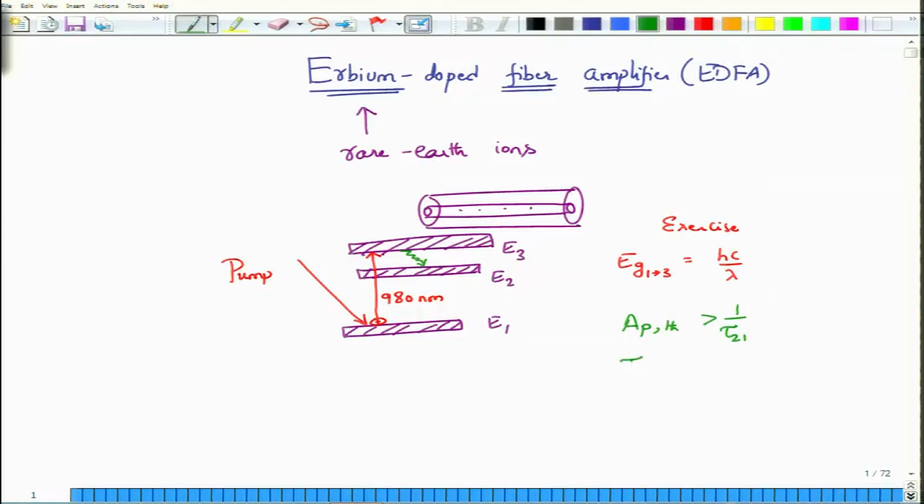The typical numbers for erbium doped fiber is that tau 32 is about a few microseconds or maybe less, whereas tau 21 happens to be just about 10 milliseconds. So you can see that most ions which have reached energy level E3 have the tendency to just drop to the energy level E2 without emitting any photons. That is all right, because we do expect the photons to be generated when atoms undergo transition from E2 to E1. But the point is that they quickly go back to level E2 and start populating it.